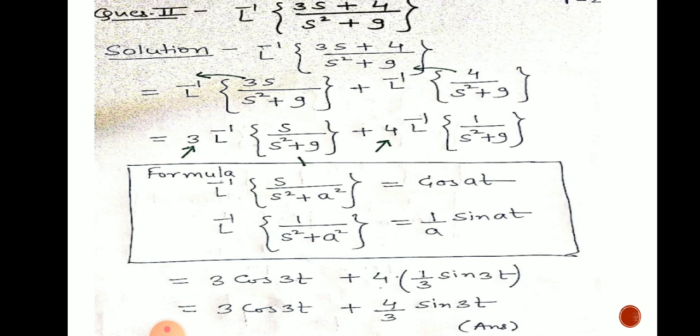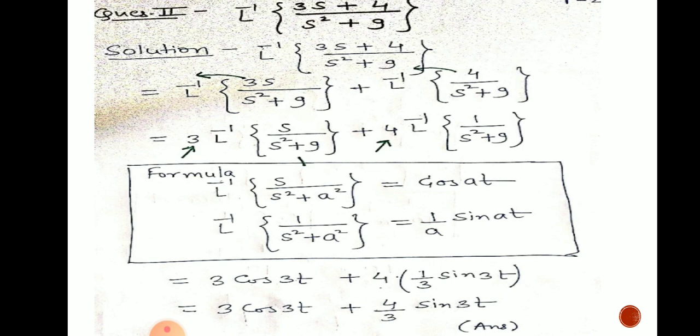So remember that in place of s upon (s square plus a square), if we have s upon (s square minus a square), then this is equal to cos hyperbolic at, and Laplace inverse of 1 upon (s square minus a square) is equal to 1 upon a sin hyperbolic at.